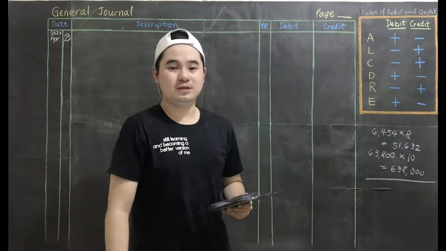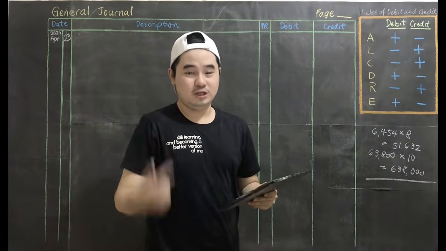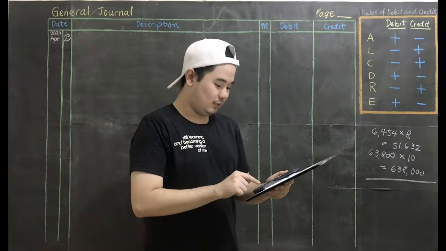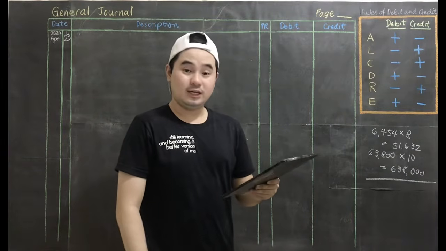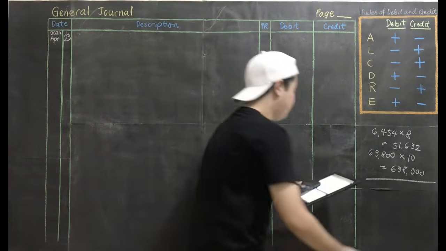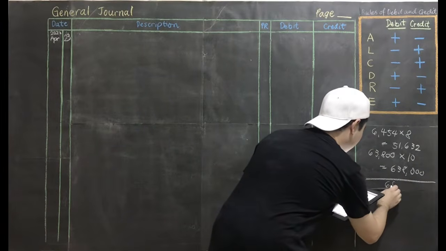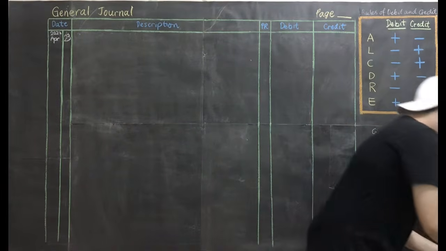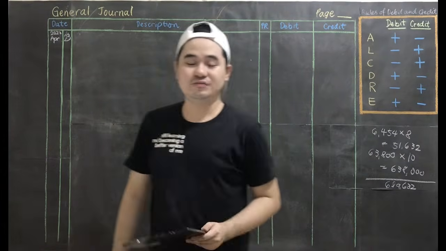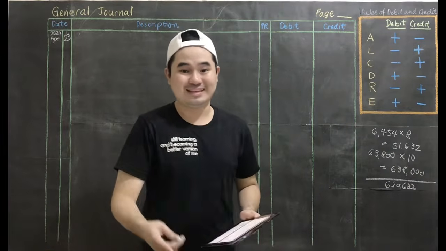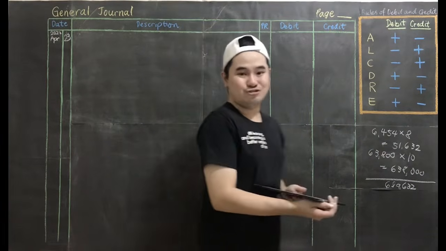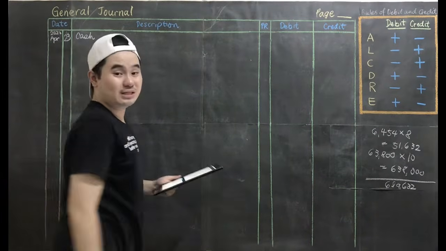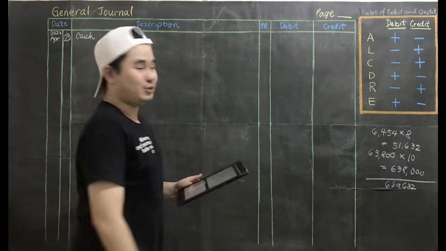Ang gusto kong kunin dito, magkano yung total na cash na nakuha ng company? So, 638,000 plus 51,632 is 689,632. Since the company received advance payment, we will debit an asset account, which is cash, for the total amount na na-receive nila, 689,632.